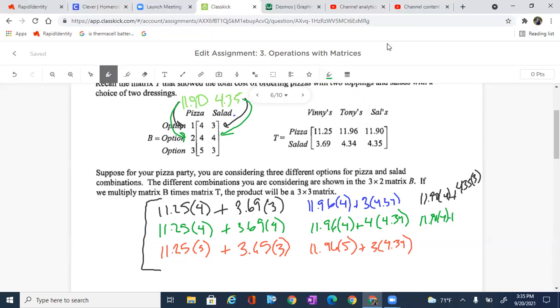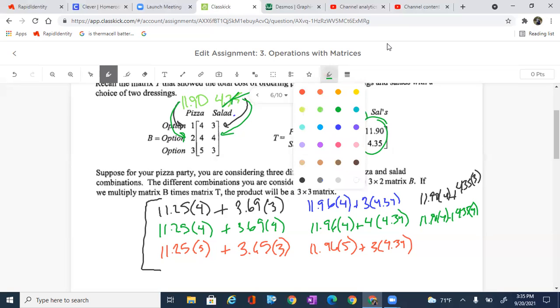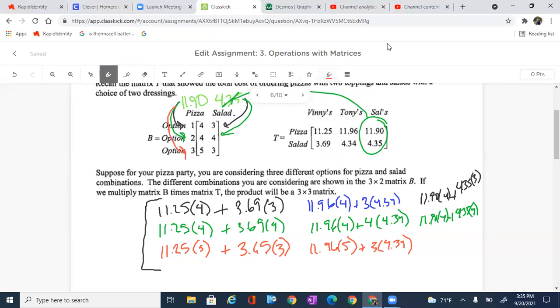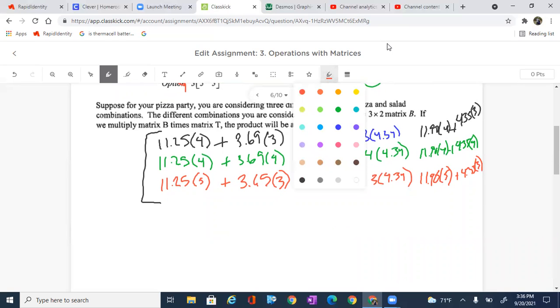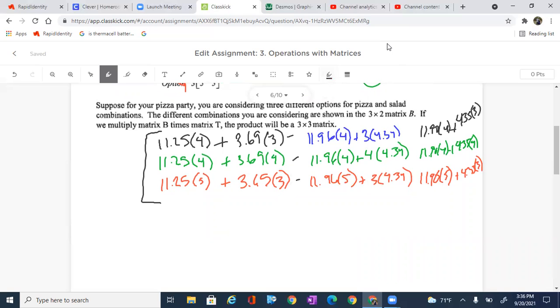And hopefully what you're seeing is a pattern in the way we do this. It's just you take that column in the back, you take these columns and you put them right on top and you work your way down. Okay, and that's exactly what we do when we multiply matrices. So $11.90 times 5 plus $4.35 times 3. So once you have that, you're going to go through each one of these and you're going to calculate all these individual pieces.